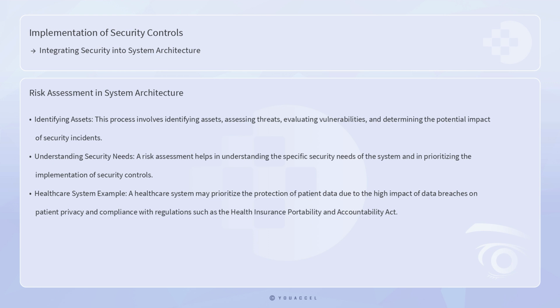For example, a healthcare system may prioritize the protection of patient data due to the high impact of data breaches on patient privacy and compliance with regulations such as the Health Insurance Portability and Accountability Act.